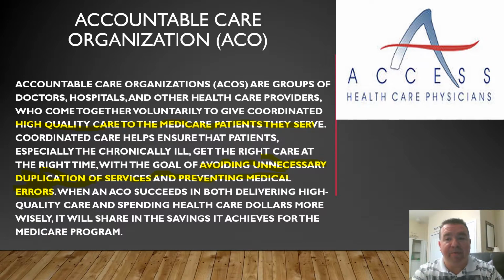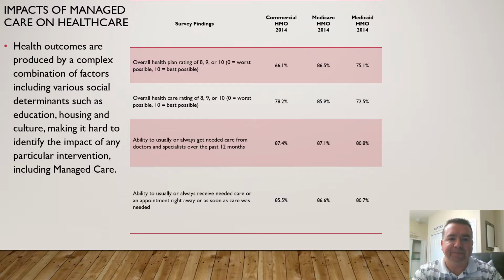So that's a pretty big deal. They've figured something out, and they're doing a pretty good job at it. The impact of managed care comes back to quality, and you guys can see this. I want to show you the overall health plan rating, and this was a survey for patient satisfaction, patient care, and what it impacts. You can see in 2014, the commercial HMO, how did they like the plan overall? Was 66%. The Medicare HMO during that time was 86%, and the Medicaid was 75%.